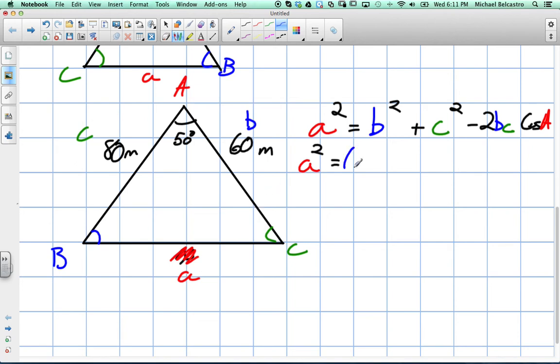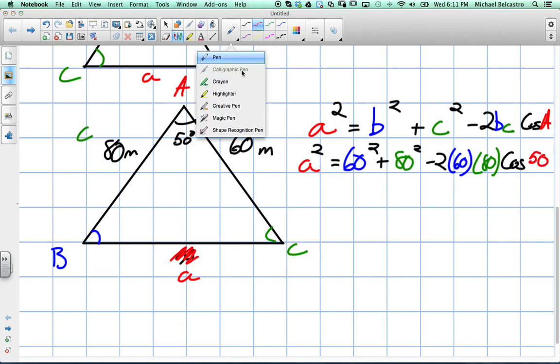60. Yeah, that's right. Okay, so B was 60 squared. Plus what is C? 80. Yeah, that's right. 80 squared. And then minus 2 times, and B was 60 times 80. And then technically this is times cos. And what's angle A in this case? 50. Okay, so we've now plugged everything into the formula.